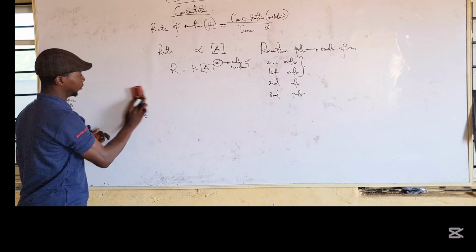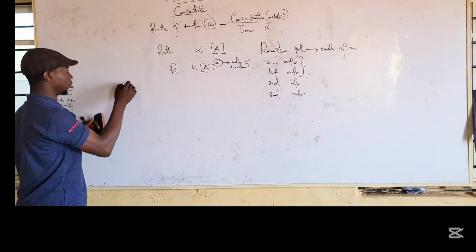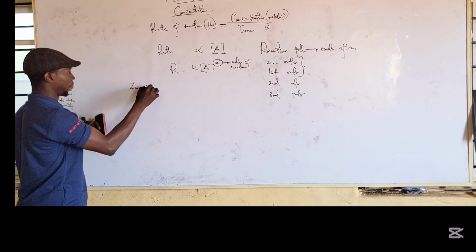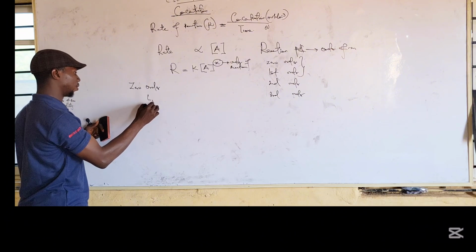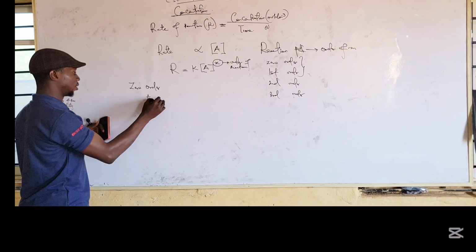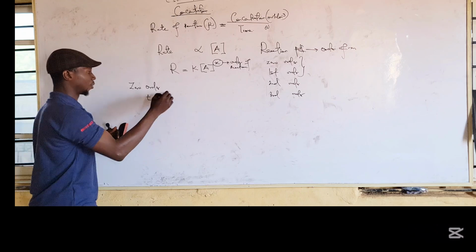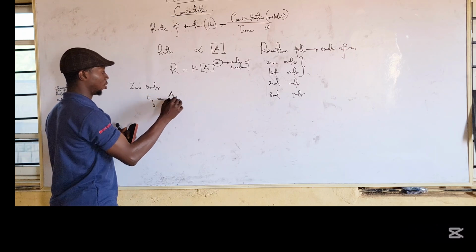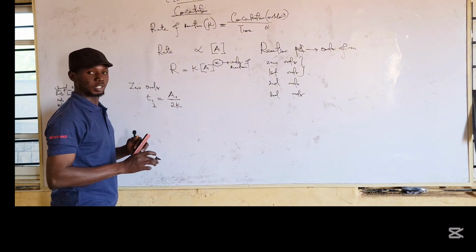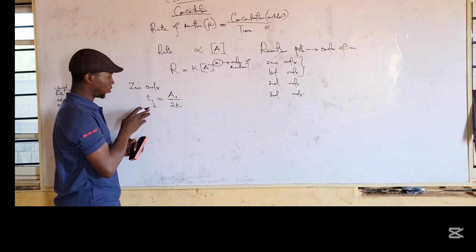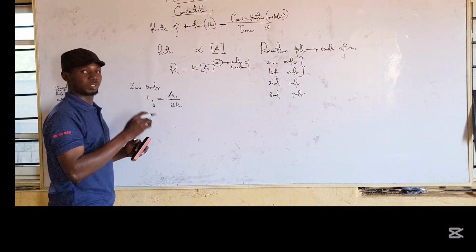For a zero order reaction, we have T half equals A naught over 2K. That means initial concentration over 2K. This is the relationship between half-life and concentration.